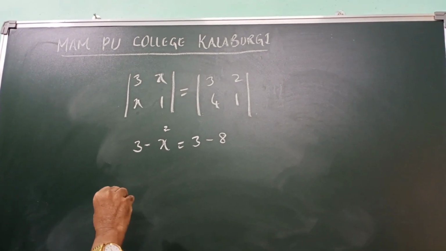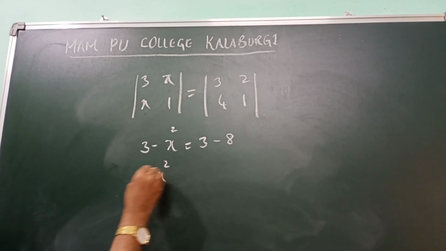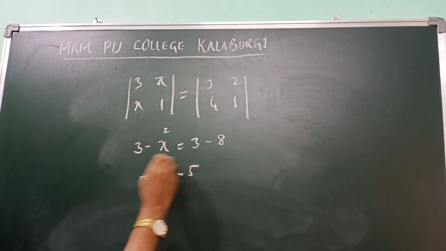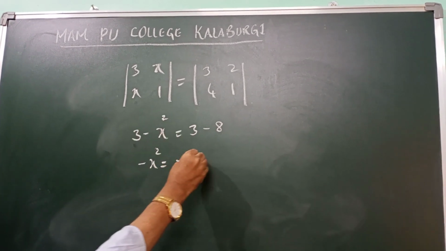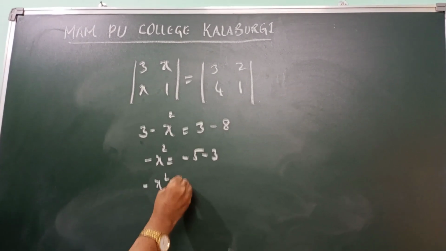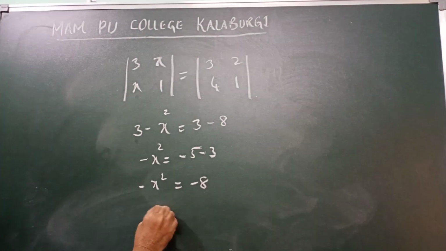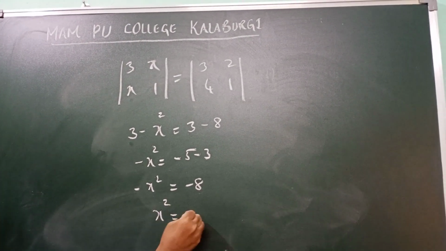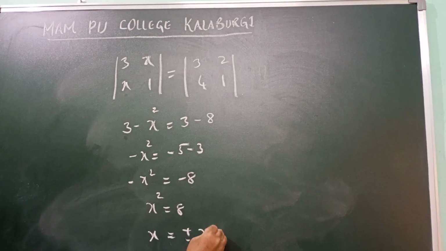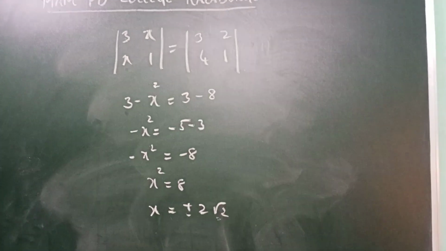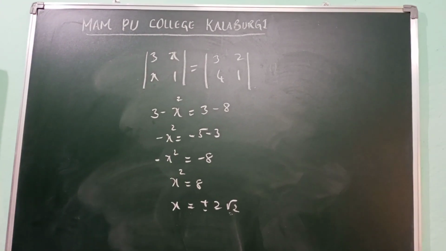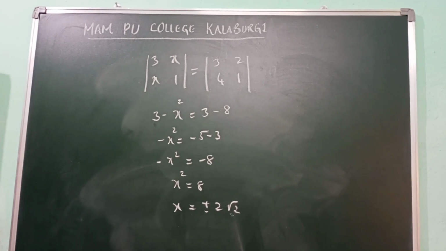So 3 minus x square is equal to 3 minus 8, that is minus 5. We take 3 to that side, it will be minus 3. Minus x square is equal to minus 8, or x square is equal to 8, and x can be taken as plus or minus 2 root 2. So this question has been asked in the examination also. So let us solve one more type of question.